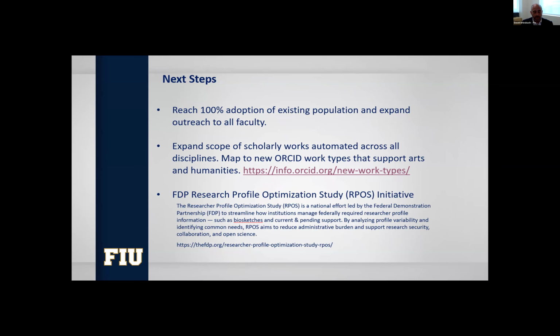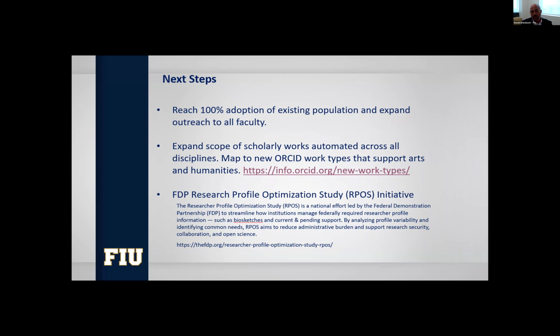One of the exciting things we're working on is trying to expand the scope of the scholarly works that are automated. Other persistent identifiers were mentioned, like DOIs and so forth, that we want to also engage with and map to the new ORCID work types that support arts and humanities. I think that's particularly exciting, as a lot of the works that we've automated. We're trying to get our infrastructure expanded to all the forms of productivity as best as we can.